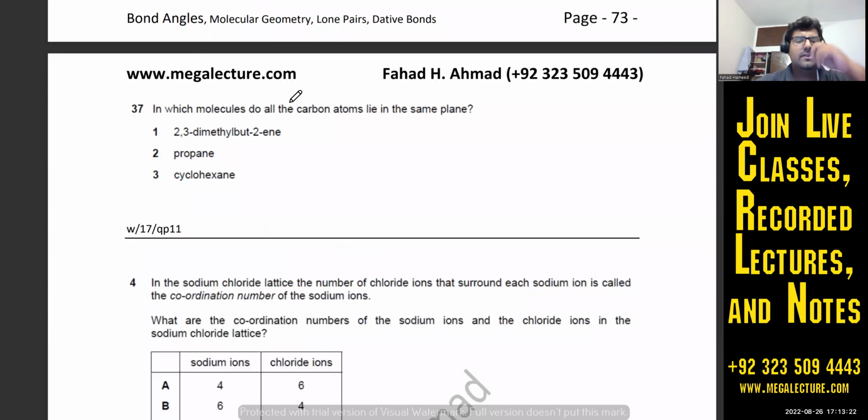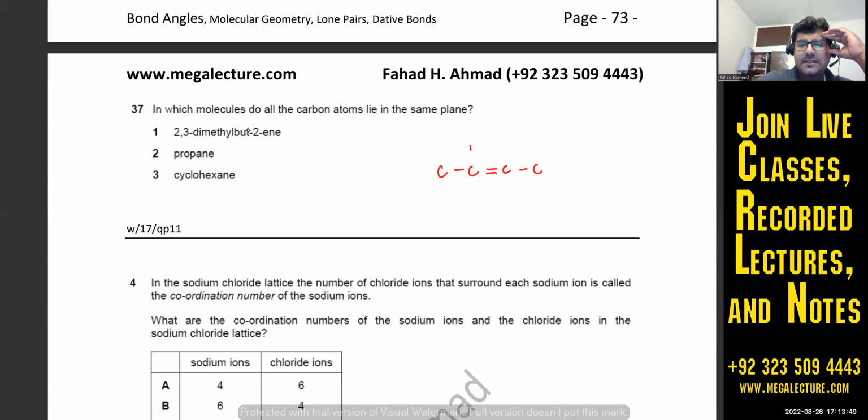In which molecule do all the carbon atoms lie in the same plane? So this one is a slightly difficult question. If you don't know what this is, just Google it. You'll find 2,3-dimethyl butene. But का मतलब 4 carbon atoms है, ठीक है? So you've got 4 carbon atoms. 2-ene means there's a double bond, ठीक है? Just ignore the name. I'm writing down the formula.